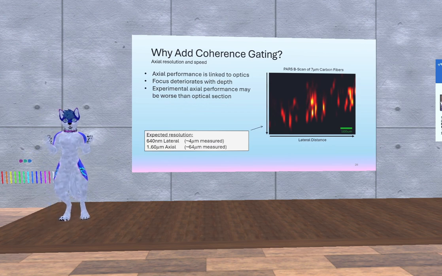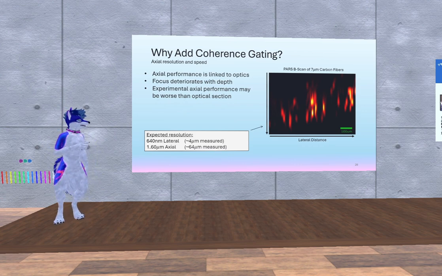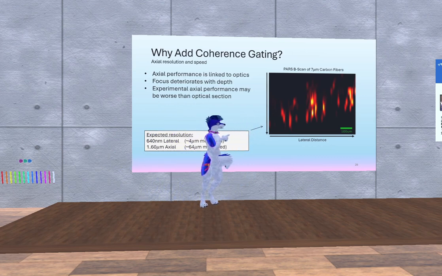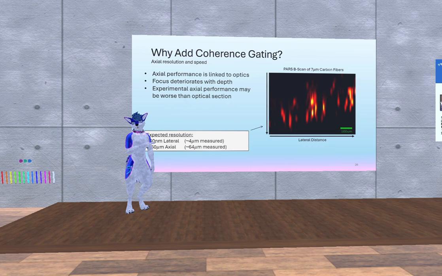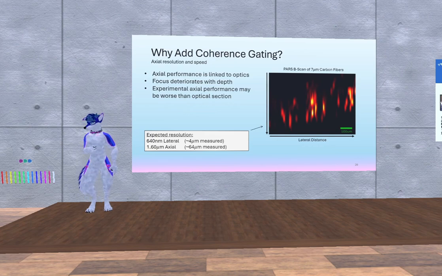Okay, so what we're going to do in this talk is take this cool thing that's PARS and this cool thing that's OCT, and smash them together. Why do we want to do that? Because this is what a B scan of some small carbon fibers looks like. These are 7-micron carbon fibers. We're looking in depth and lateral, and they don't look very circular, do they? Our axial resolution is pretty awful for a variety of reasons, which I won't get into.